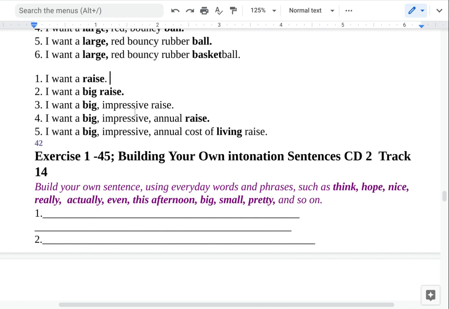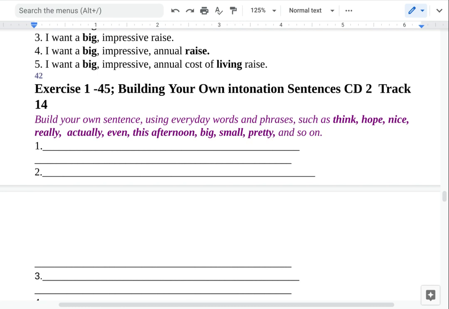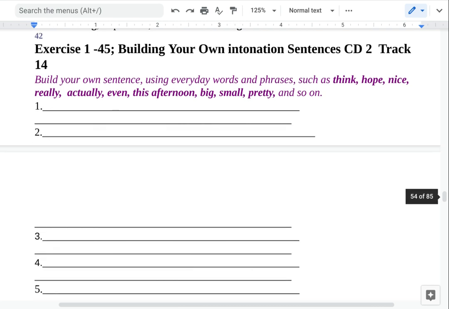Exercise 145. Building your own intonation sentences. Build your own sentence using everyday words and phrases such as think, hope, nice, really, actually, even, this afternoon, big, small, pretty, and so on.